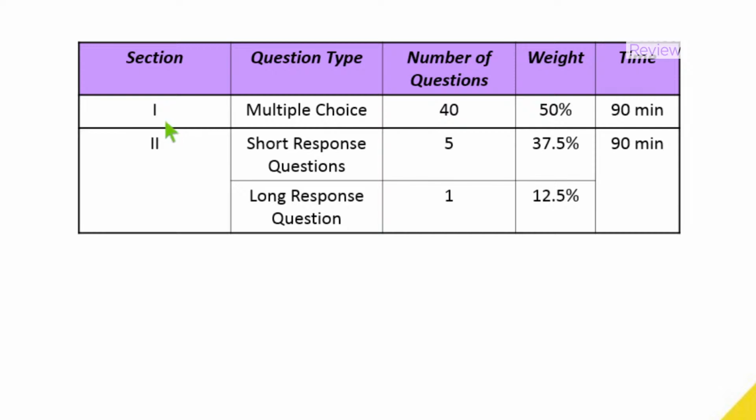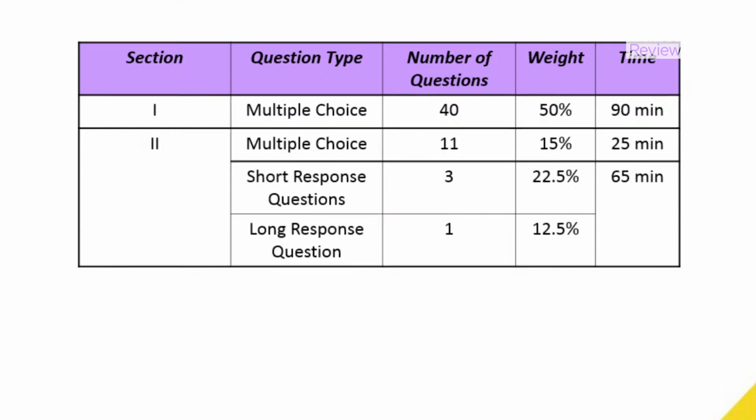So yesterday I showed you this. This is a breakdown of the traditional paper and pencil test, 40 multiple choice, 90 minutes, and then you got 6 questions, 5 short response, and one long response question. So that's sort of the percent breakdown for the second part of 90 minutes.